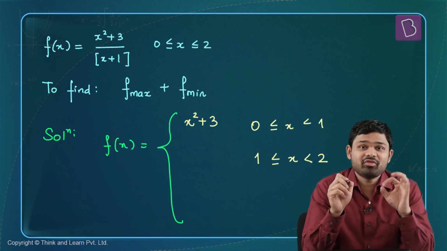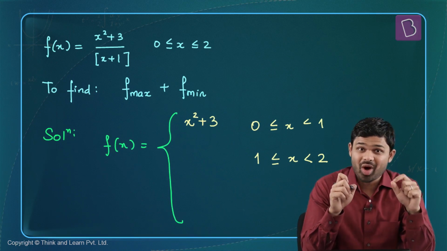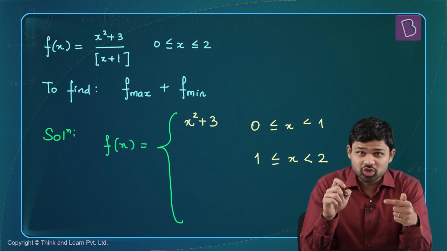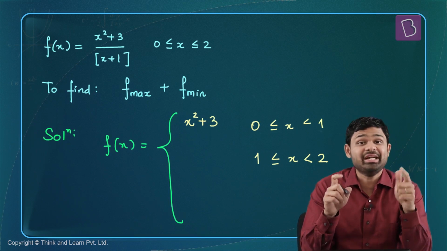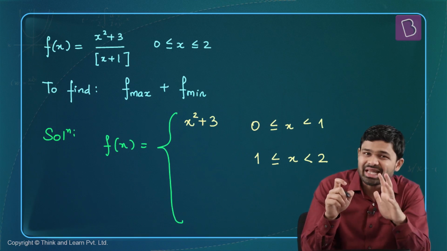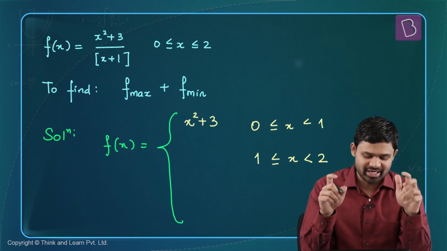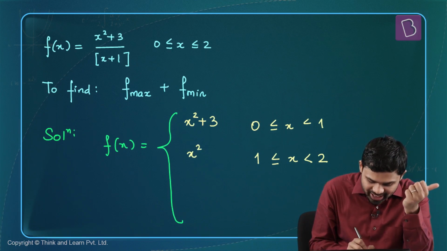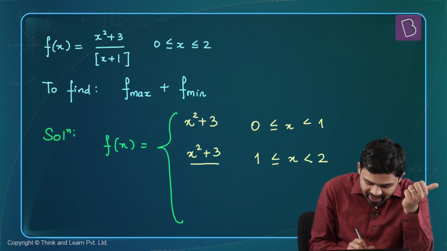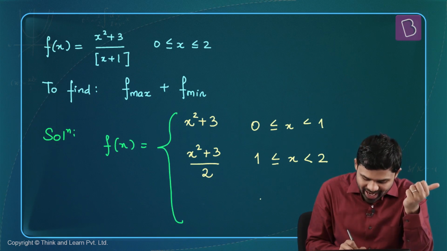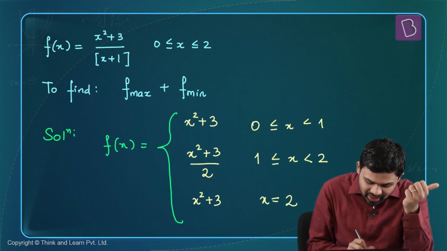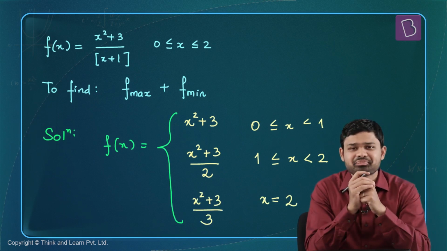At 1, the value of that greatest integer of x plus 1 is going to be 2. And as the value of x approaches 2, in fact when it becomes 2, it is going to be the greatest integer of 3, that's 3. Slightly less than 2, the value of greatest integer of x plus 1 is going to be 2. So the definition of the function is (x square plus 3) divided by 2. And of course when x equal to 2, you have the definition (x square plus 3) divided by 3.